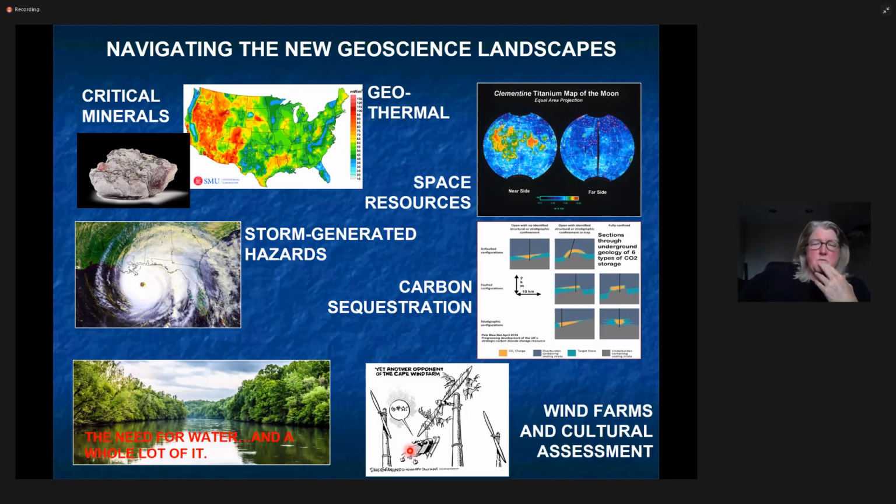So what I want to talk to you a little bit about, this is maybe for the younger crowd in here, is the landscape, what I call the landscape of geoscience, right? And this landscape that we're talking about has just changed dramatically, right? It now includes critical minerals, geothermal, because kids are always saying, what are we going to work on in the future? Space resources, believe it or not, storm-generated hazards, carbon sequestration, wind farms, offshore wind farms, and the need for water, a whole lot of water.